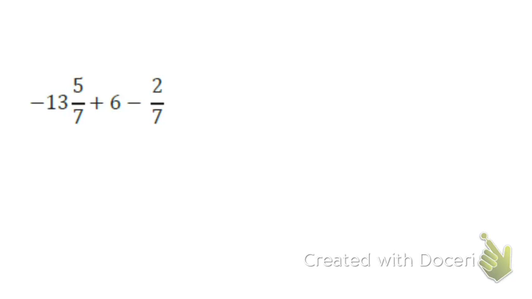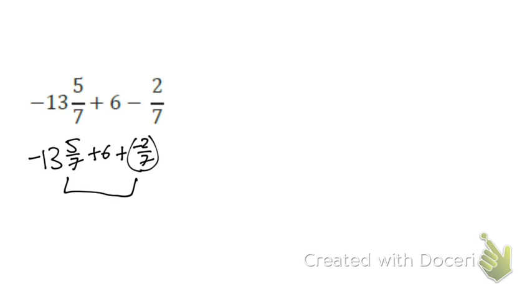So for this problem here, what we always want to do now is change my subtraction to adding its opposite. So I'm going to go ahead and rewrite this. Instead of -2/7, I'll write it as plus -2/7. Now that's all addition. I want you guys to remember that when you're adding numbers, it doesn't matter which order you're adding, right? So here I could actually go ahead and add these two together first.